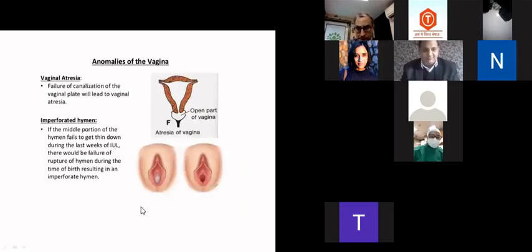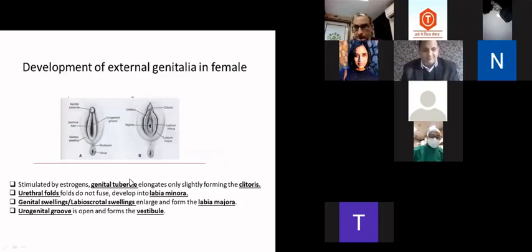Now coming to the anomalies of the vagina, vaginal atresia. When there is a failure of canalization of the vaginal plate, it will lead to the condition vaginal atresia. And imperforate hymen: if the middle portion of the hymen fails to get thinned down during the last weeks of intrauterine life, there would be a failure of rupture of the hymen at the time of birth, resulting in imperforate hymen.